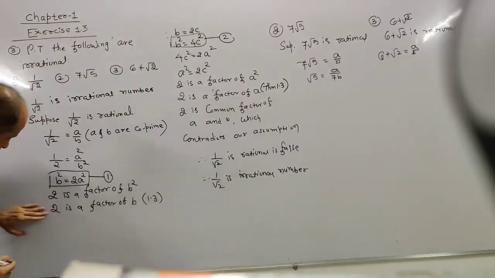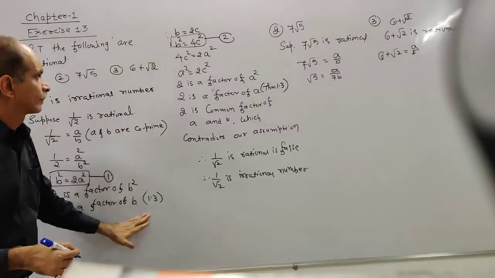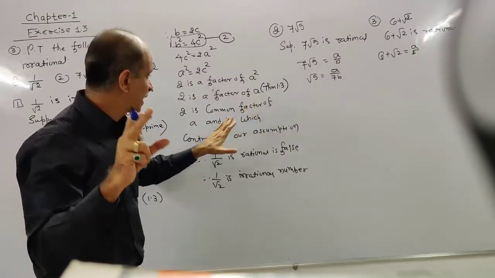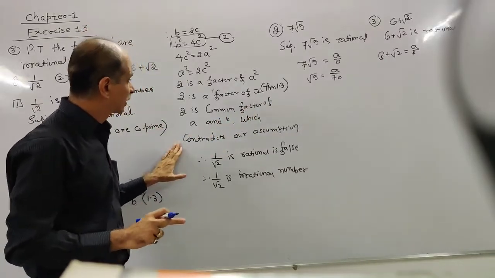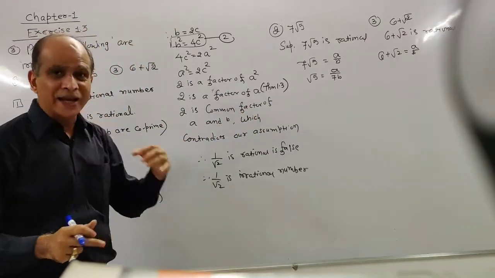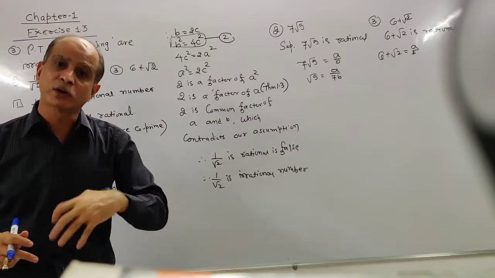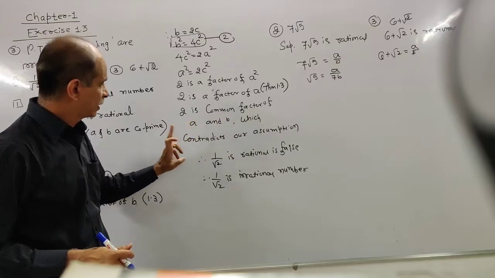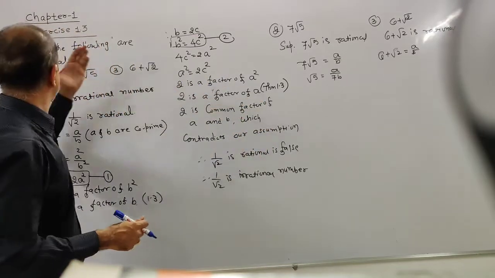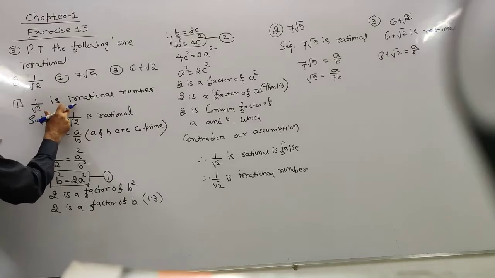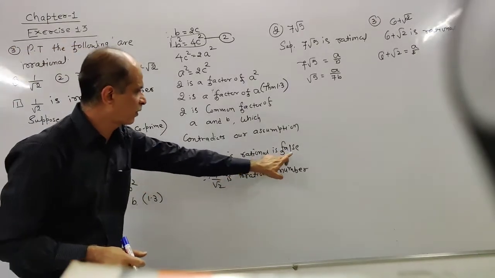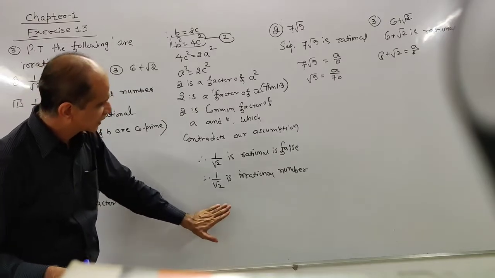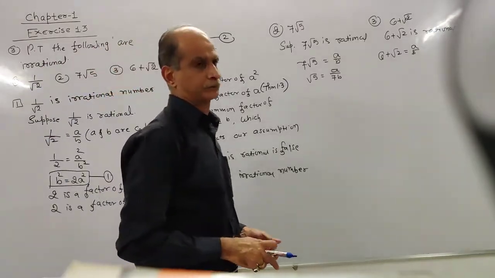So here we have concluded that 2 is a factor of b. Here we have concluded that 2 is a factor of a. Means a and b have some common number, and that is 2, but a and b are co-prime. This contradicts. So 2 is a common factor of a and b, which contradicts our assumption. What is our assumption? 1 upon root 2 is a rational number is our assumption, is false, and that's why the true thing is 1 upon under root 2 is an irrational number.